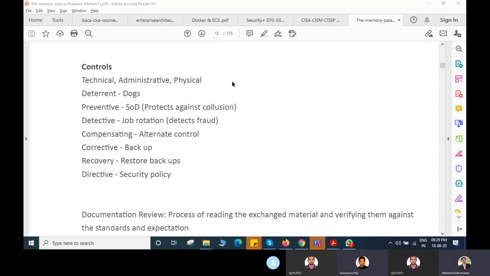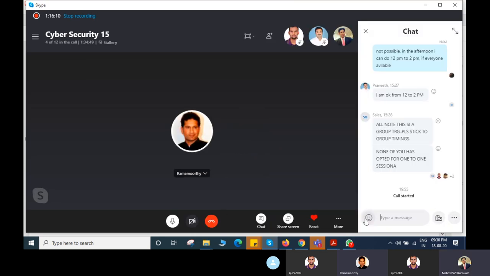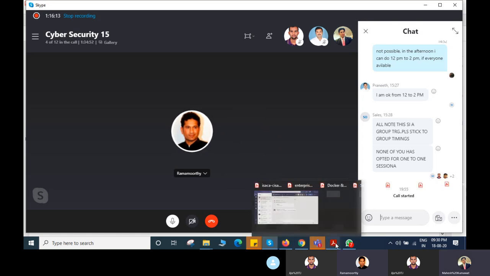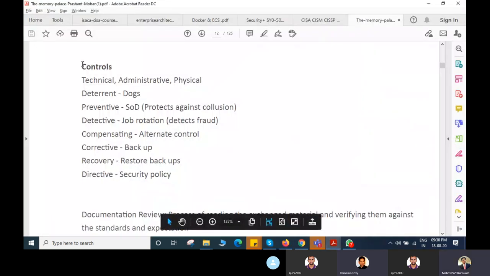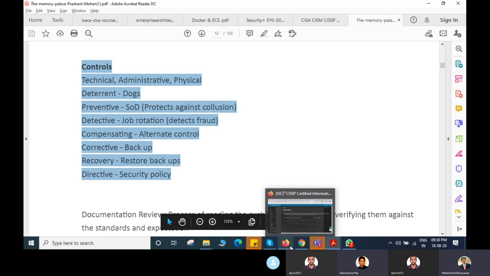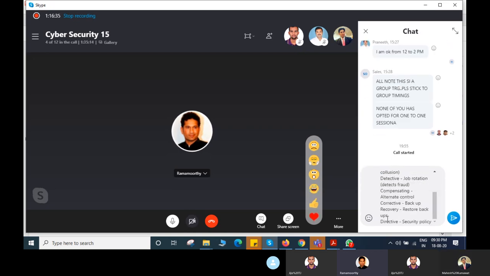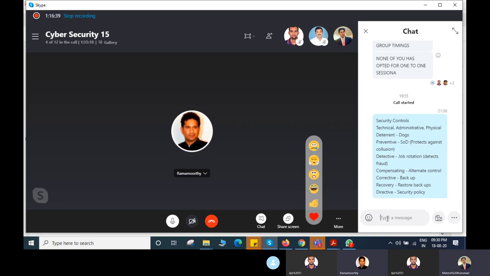Detective controls we have done in our quotations, sir, like job rotation. For example, we purchase equipment like servers, PCs, and other things. Previously the tenders were forwarded to a single person, but after I was placed in admin, I rotated it to some other person, from whom we got the same supply at low cost. So we came to know some fraud was there with that particular vendor. Okay, makes sense.